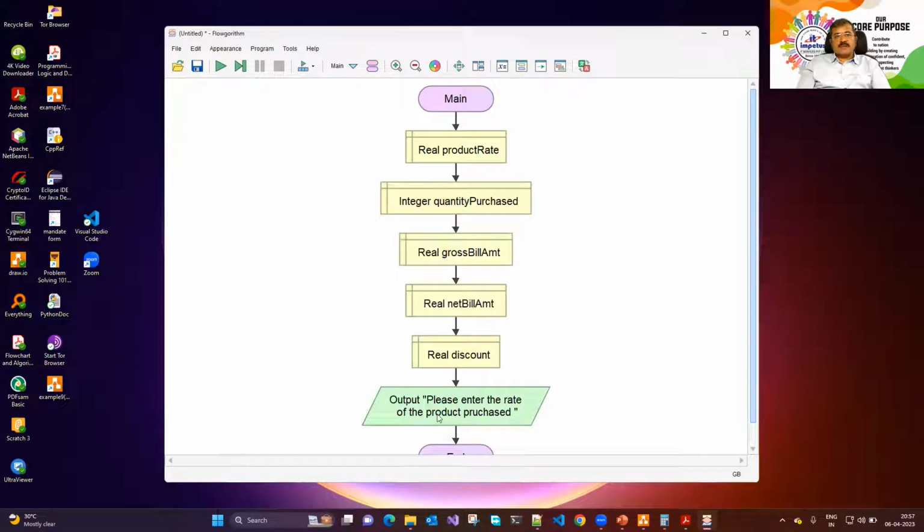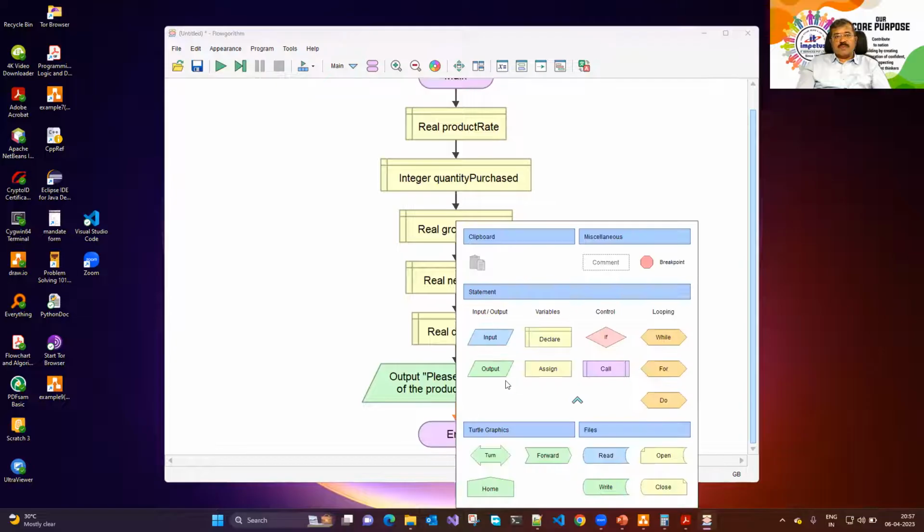Okay, please enter the output है, angular brackets में है, double quotes डाला है. Please enter the rate of the product purchased. Output है. Because I have both the same symbol.